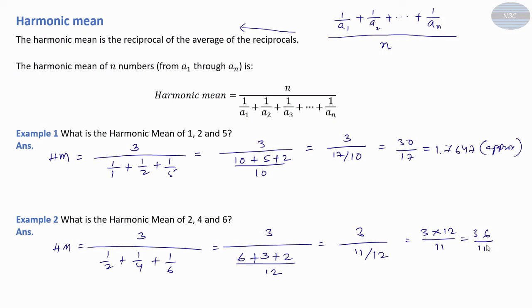Okay, so let me find 36 by 11. This is nothing but 3.2727. So this is the approximate value, and this is the answer. So in this way we can find the arithmetic mean, geometric mean and harmonic mean of a set of numbers. Arithmetic mean is very simple, that is the average in simple language. Geometric mean and harmonic mean are slightly different, but they can be easily calculated by the given formula. Okay, so this much for today. Thank you.